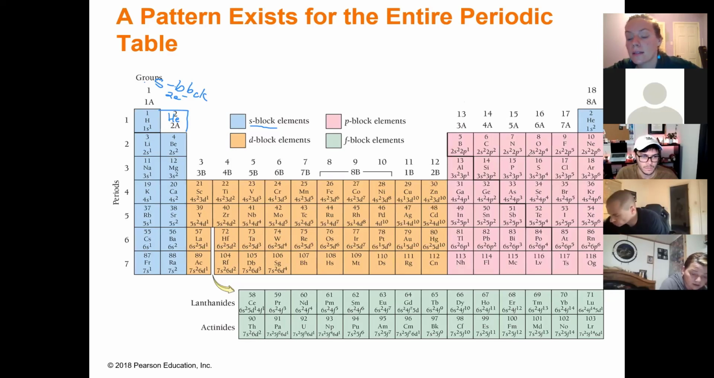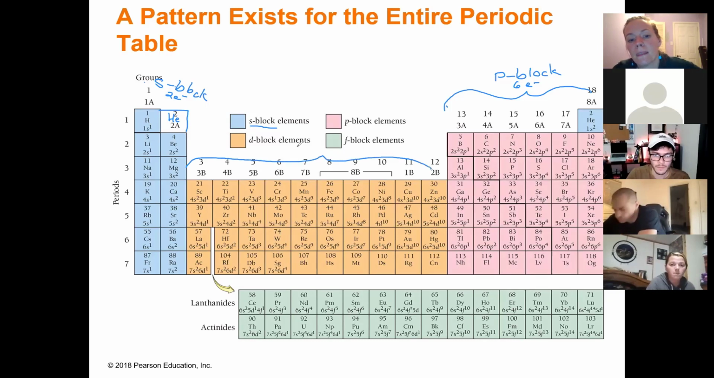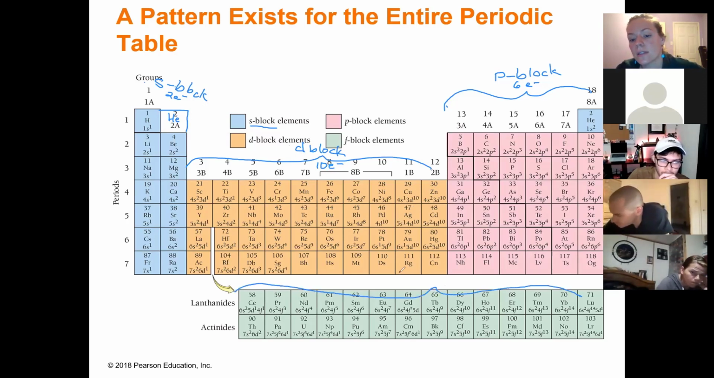Over here, these 6 columns are known as the P block. How many does a P hold? A P orbital can hold 6 electrons. Okay, that's not a coincidence. That's part of the setup. In the middle here, we have the D block. How many electrons does a D orbital hold? It holds 10 electrons. And we have 10 columns, 1 through 10. Then we have down here the lanthanides. This is known as the F block. How many electrons does F hold? 14, and there are 14 columns in here.